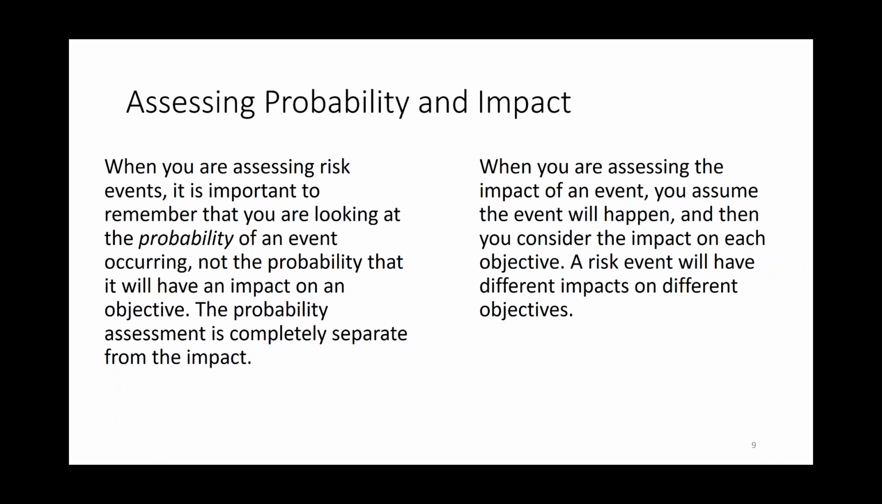Then, when you're looking at the impact of an event, the way you want to do it is assuming this event does happen. In other words, assuming the probability is 100%. This event happens. Now, what's the impact on my budget now that the event has happened? What's the impact on my schedule, my stakeholder satisfaction, my scope? So that's how you frame these questions: what's the likelihood it could happen? Assuming it happens, what's the impact on these objectives? Okay, next slide.